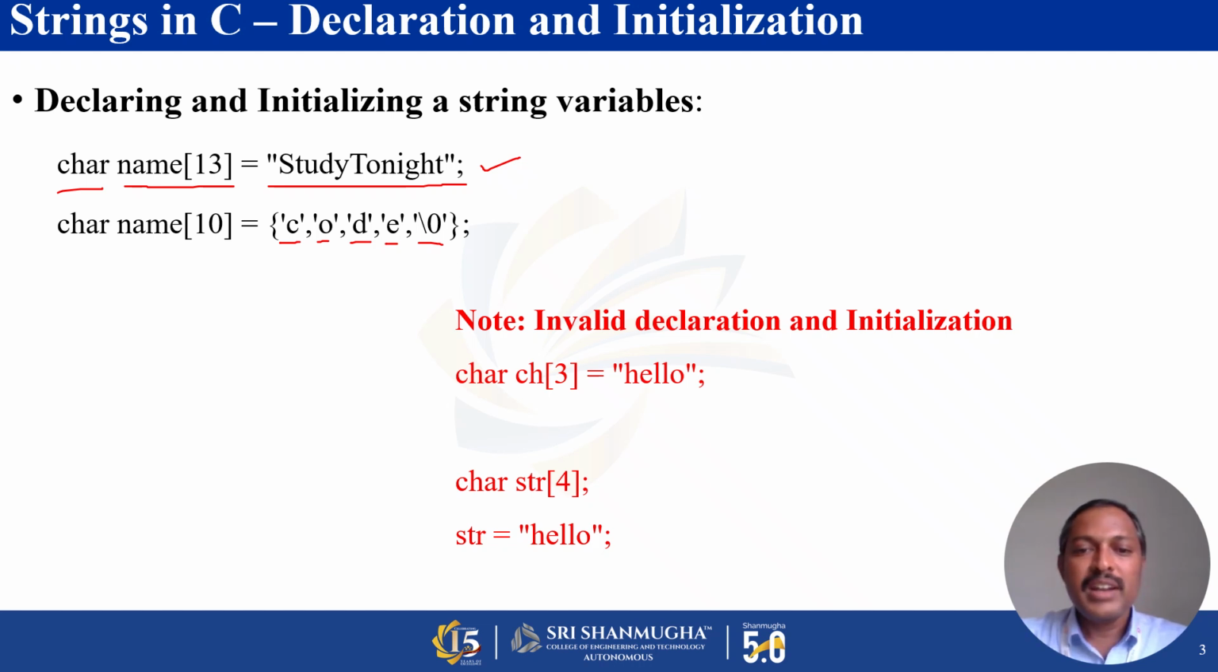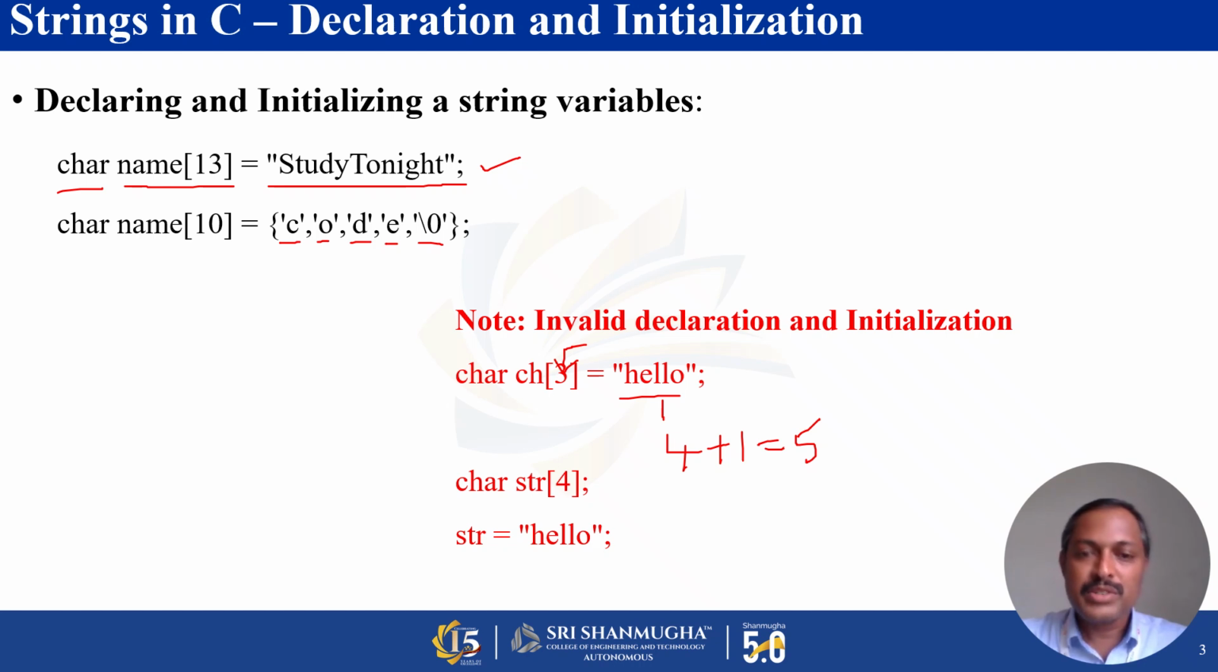Here is an invalid declaration and initialization. For example, char ch[3] = "hello". Totally how many characters? 4 characters plus 1 additional character for the null character. The size must be a minimum of 5, but it is 3. It is wrong. A greater size we can give. If I want to store only 5 characters and I give 6 or 7 or 8, it's fine, it will work without any issue.